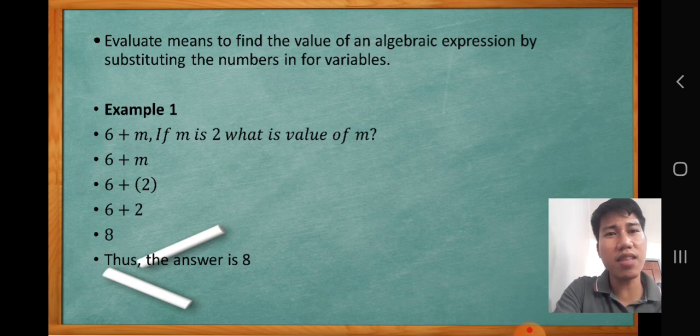Evaluate means to find the value of an algebraic expression by substituting numbers for variables. So you are evaluating an algebraic expression by substituting a number for a variable. For example, 6 plus m. If m is 2, what is the value? So 6 plus m becomes 6 plus 2. 6 plus 2 is equal to 8. Thus, the answer is 8. Meaning, if m is 2, the answer is 8.